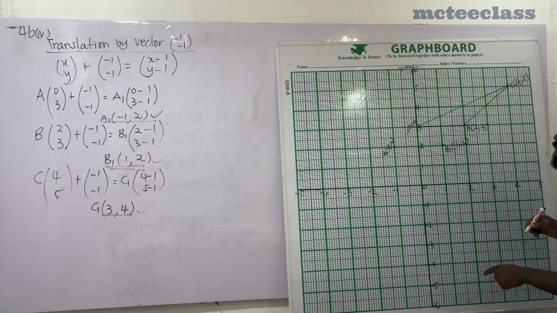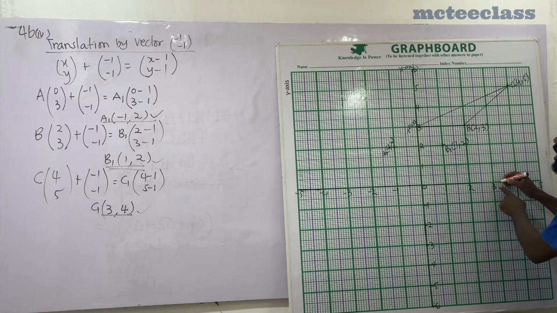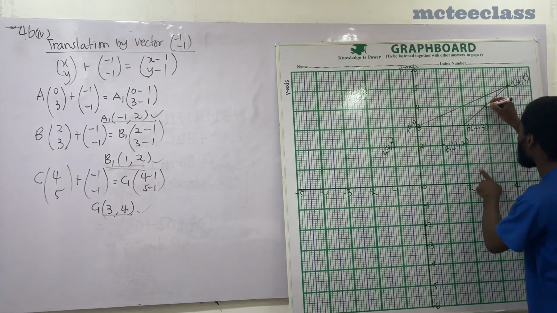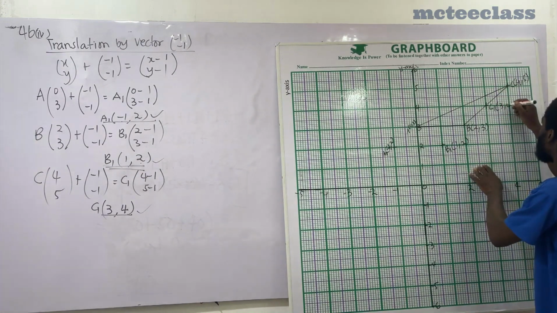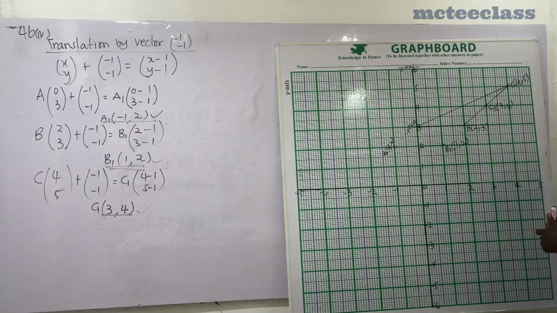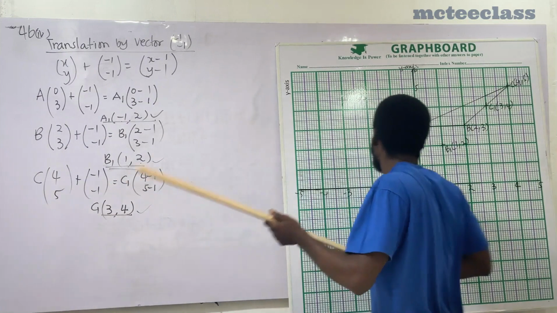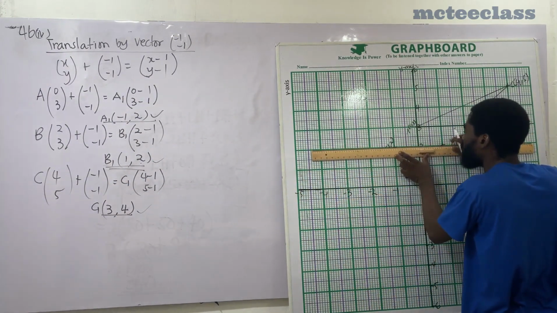Then I have C. C1 is what? It is 3 on the x-axis, then 4 on the y. So 3 here, then 4 here is lying comfortably there. So C1 equals what? (3, 4). Then I join them to form my what? My image, my first image. So let's join this to get our first image.